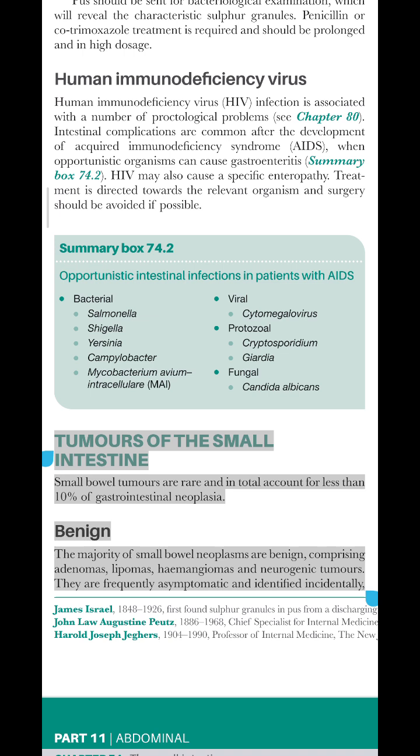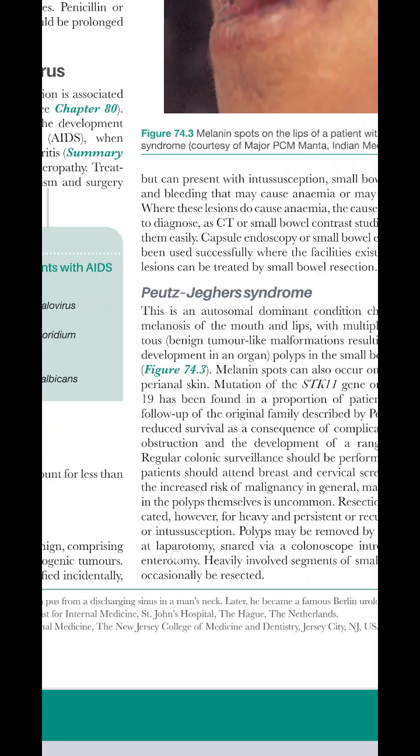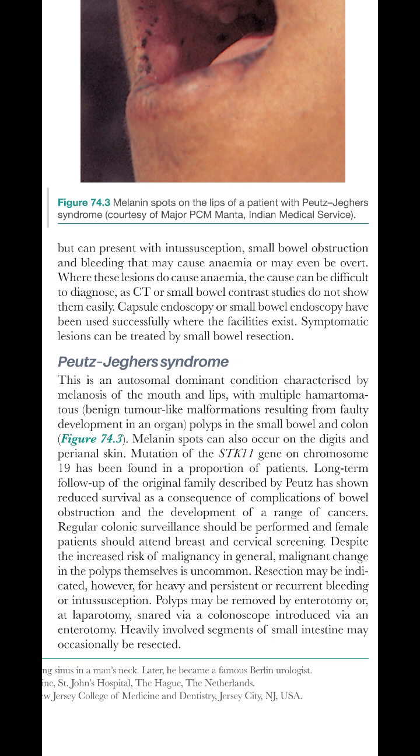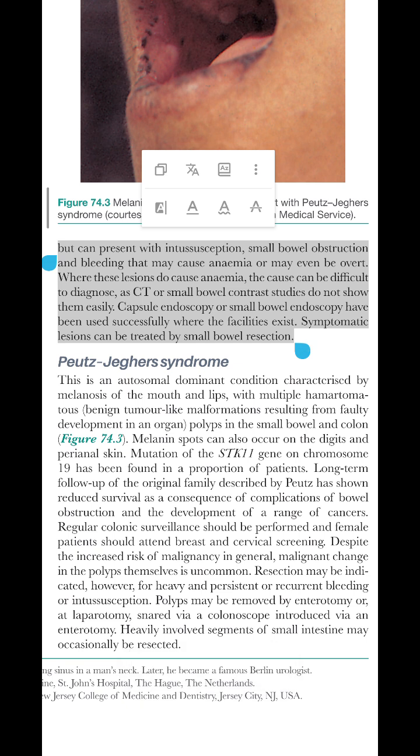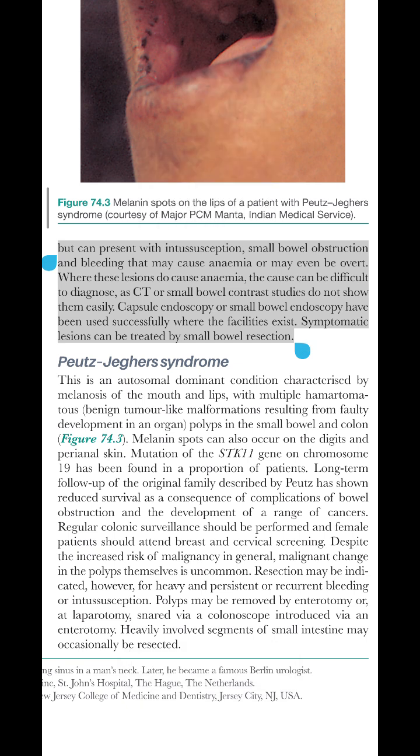Tumors of the small intestine. Small bowel tumors are rare and in total account for less than 10% of gastrointestinal neoplasia. Benign. The majority of small bowel neoplasms are benign, comprising adenomas, lipomas, hemangiomas and neurogenic tumors. They are frequently asymptomatic and identified incidentally, but can present with intussusception, small bowel obstruction and bleeding that may cause anemia or may even be overt.